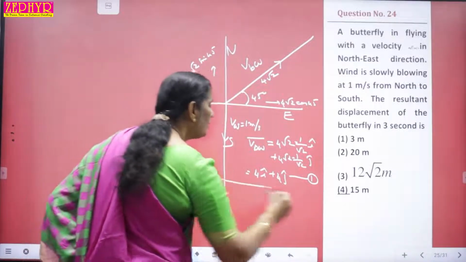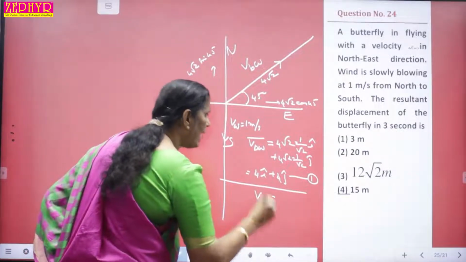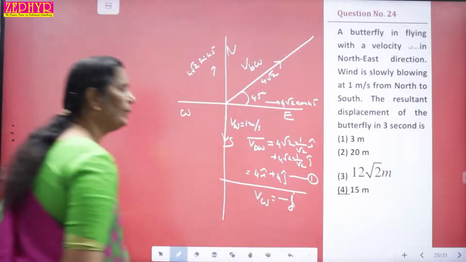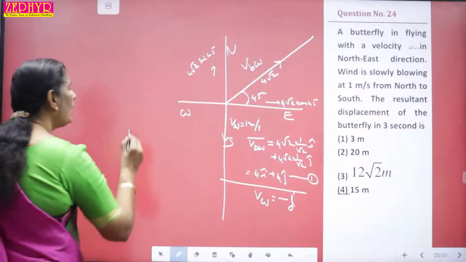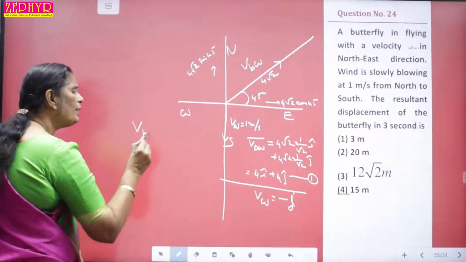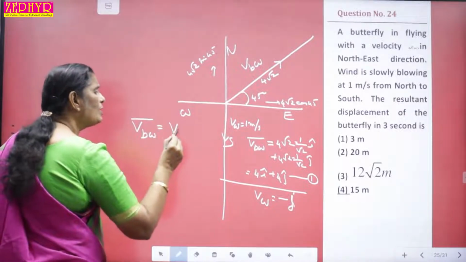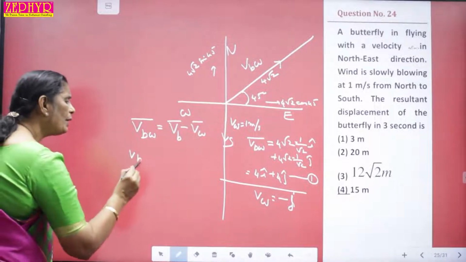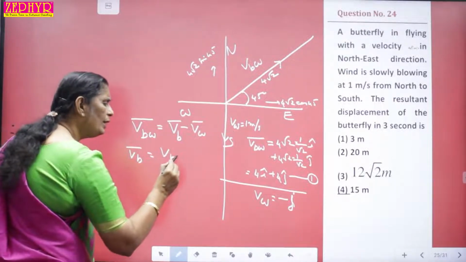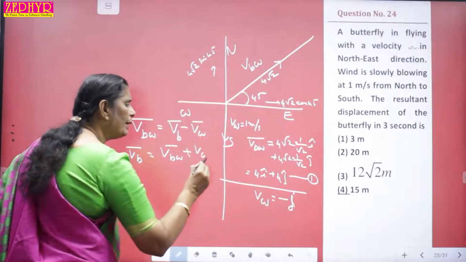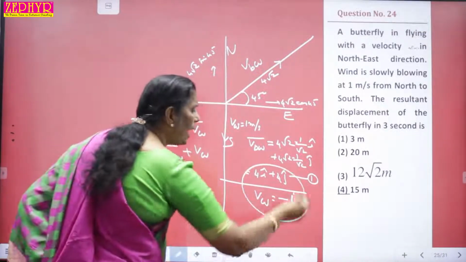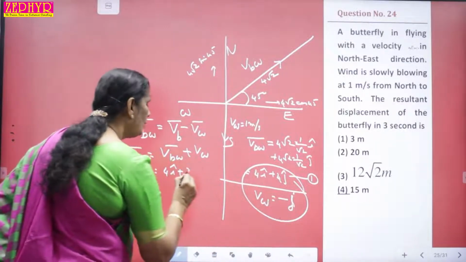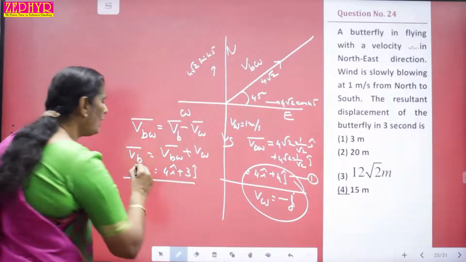And what is the velocity of the wind? The wind is moving only along the y-axis, so it is 1 into j cap, minus j cap like that. So now we want the velocity of the butterfly. We know that velocity of the butterfly with respect to wind is nothing but velocity of the butterfly minus velocity of the wind. So the velocity of the butterfly will be the relative velocity plus the velocity of the wind. We have to add. So that is 4 i cap plus 4 j cap minus j cap, so it will be 3 j cap. So this is the velocity of the butterfly.